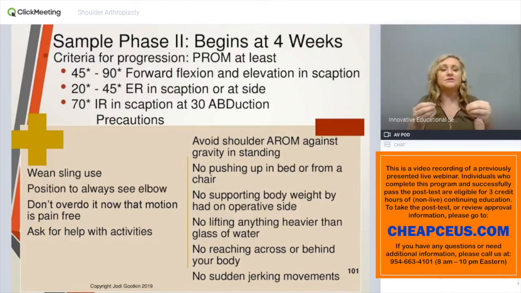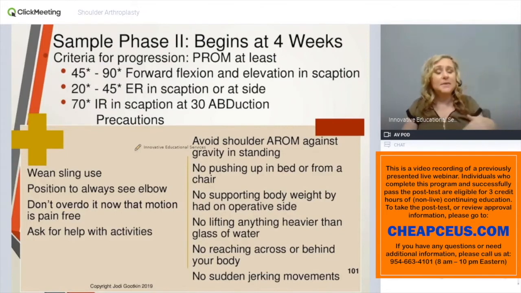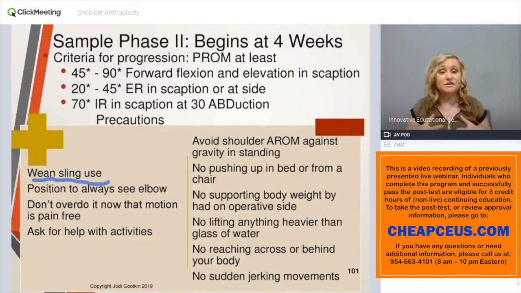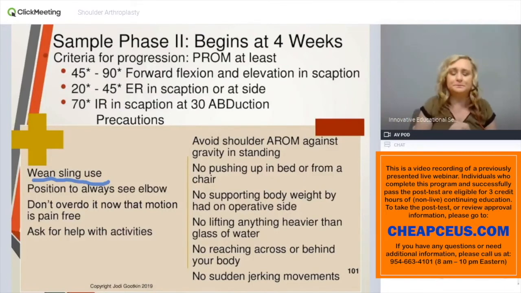So when you look at the protocols, you're usually going to see that the progression is more based on degrees. So I have some examples included in all these slides. As that patient is gaining passive range, they're about a month out from their procedure, they may be starting to be weaned from their sling. If they're a total shoulder, the reverse is probably still wearing it.